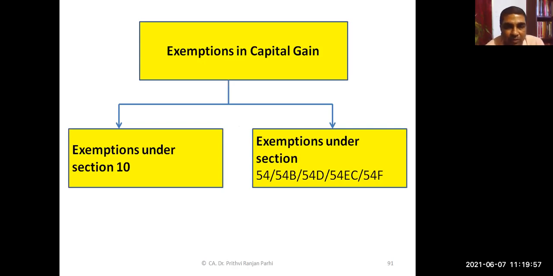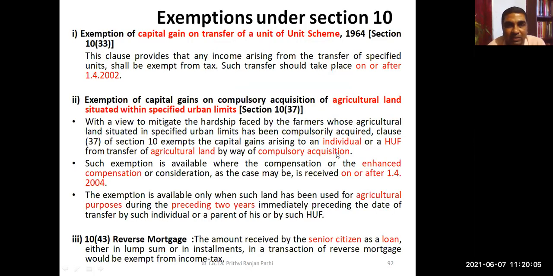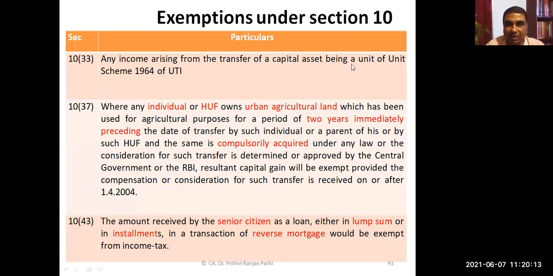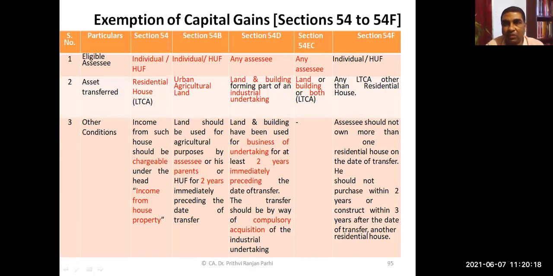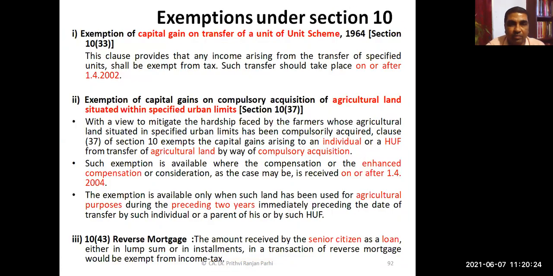In the previous class, I had shown you this chart where it says there are a group of exemptions under section 10, and some more exemptions under the section 54 series. And under section 10, these are the three kinds of exemptions. First one is 10(33). It talks about capital gain on transfer of units of Unit Scheme 1964. That is exempt.